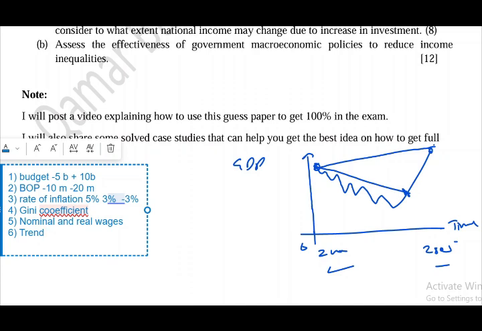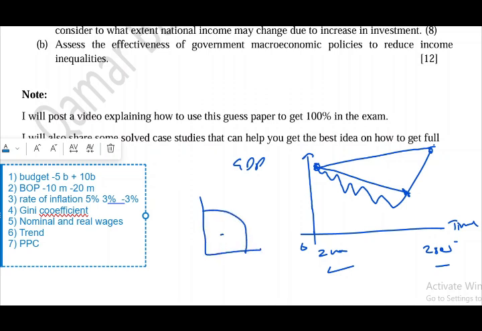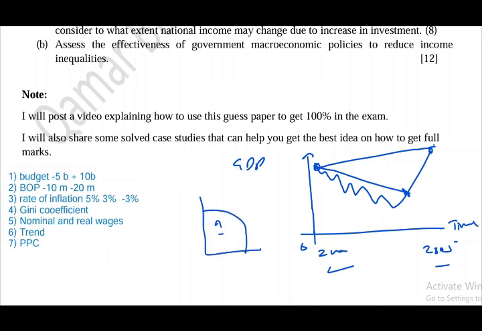Generally, the questions asked in the case study from unit 1 include the basic definition of PPC. The examiner may ask you to draw the PPC diagram and show unemployment in the country. When he asks to draw the PPC and show unemployment, it means you have to show a point inside the curve, right?